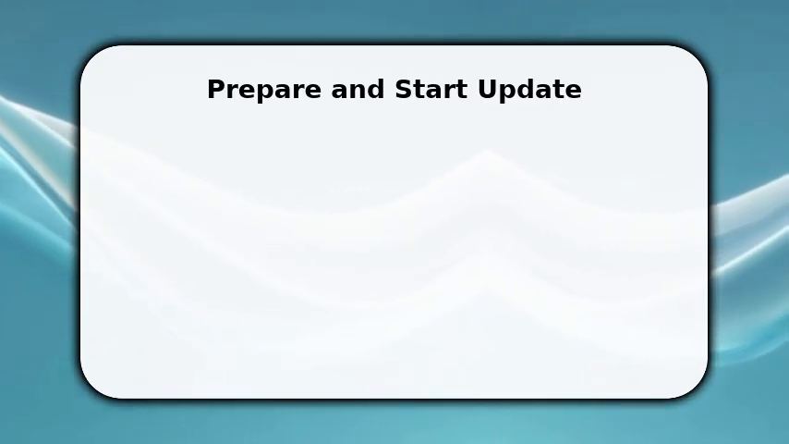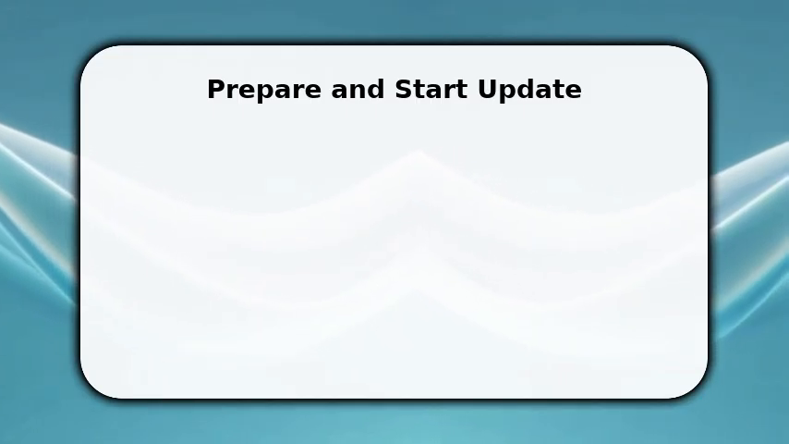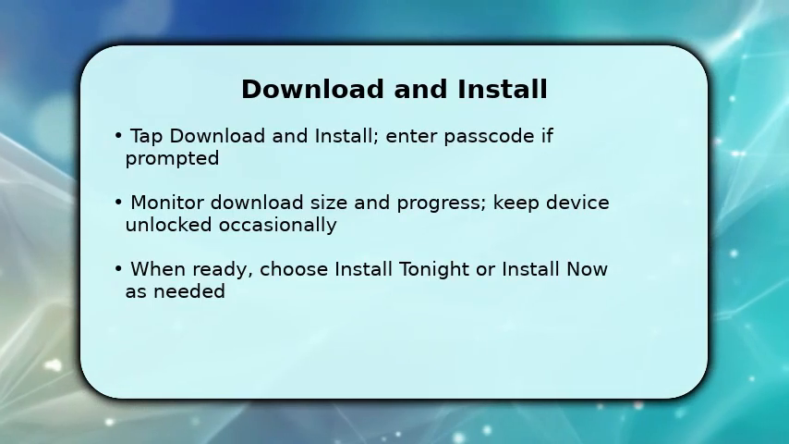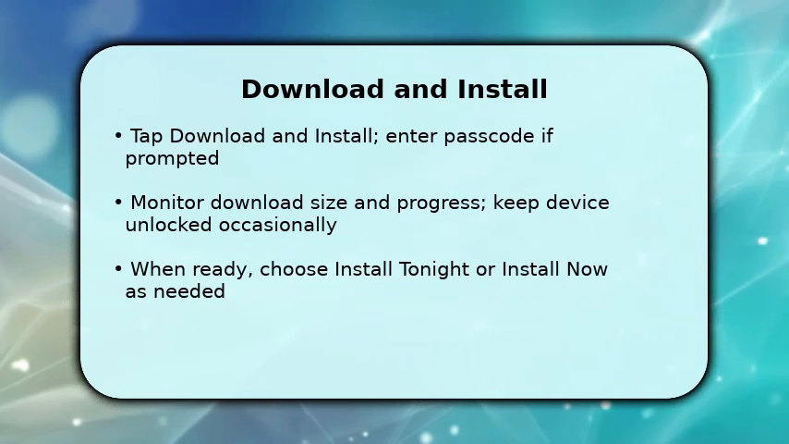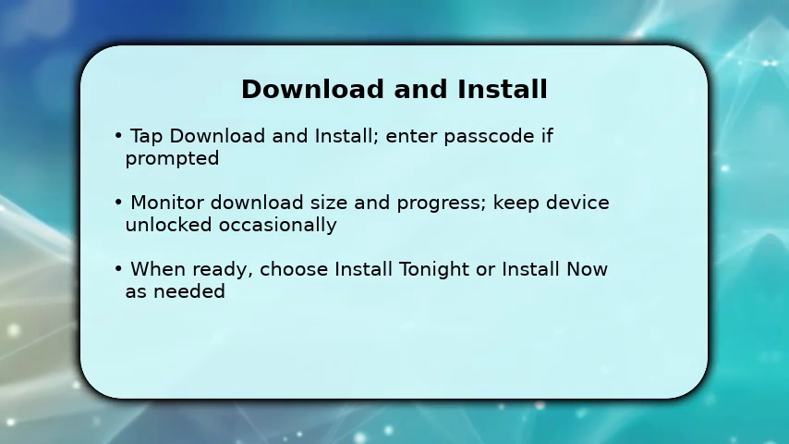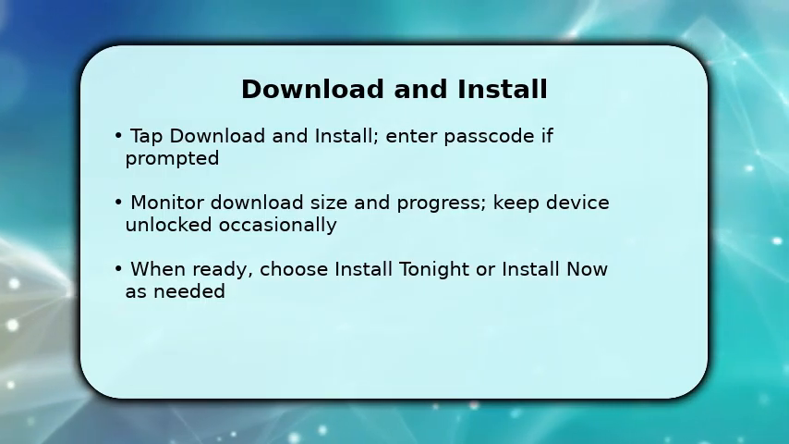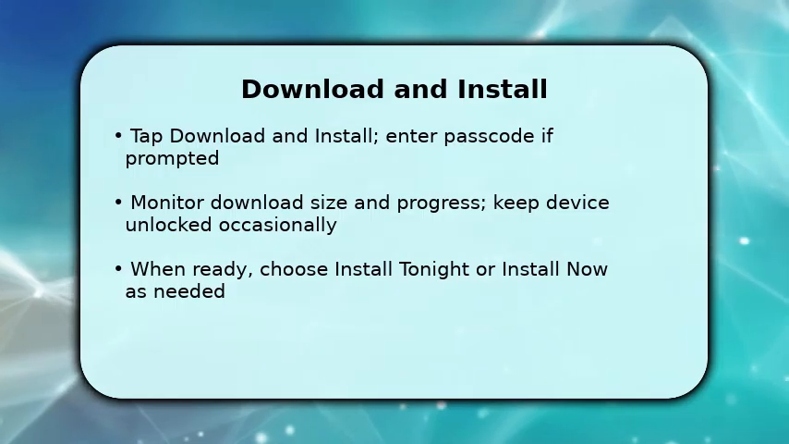Now open Settings, tap General, and select Software Update to fetch the latest available build. After the update appears, tap Download and Install and enter your passcode when prompted. This authenticates the process. The device will download the package, watch storage and network progress. Make sure it remains on Wi-Fi and plugged in.